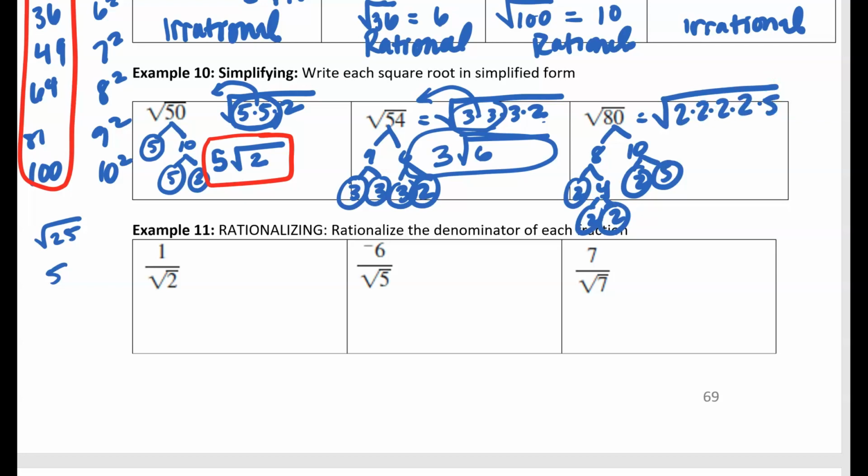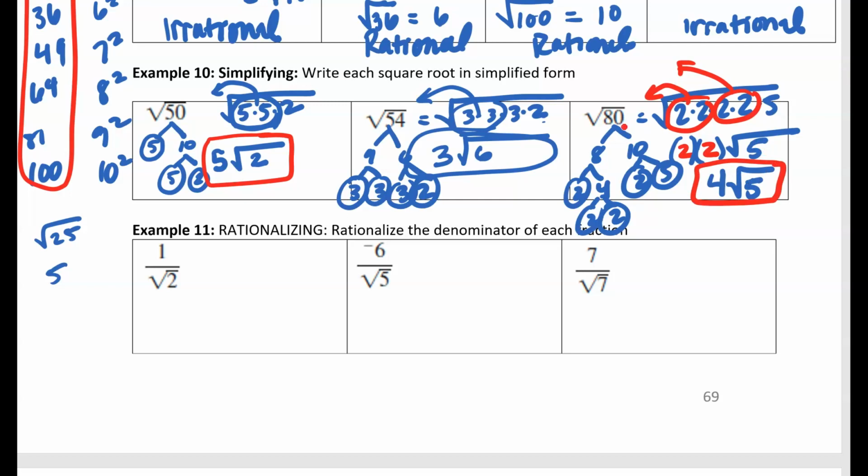And so in this case, this is a good one to talk about. I've got one pair of 2's, so I bring out a 2. I've got another pair of 2's, so I bring out another 2. And then I don't have any more pairs, so I'm left with a 5 underneath. Well, what do you do with the numbers you pull out? If you have more than one, you're going to multiply those together. So you're left with a 4 times the square root of 5, and that's going to be the final answer. And then you can always double check square root of 80 in your calculator, and then 4 times the square root of 5 in your calculator, and you'll get the same answer.